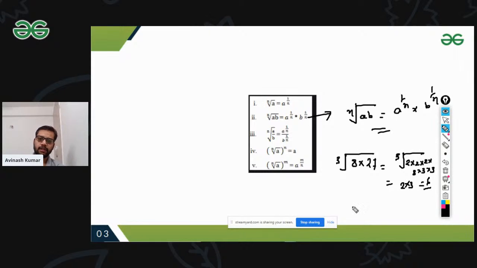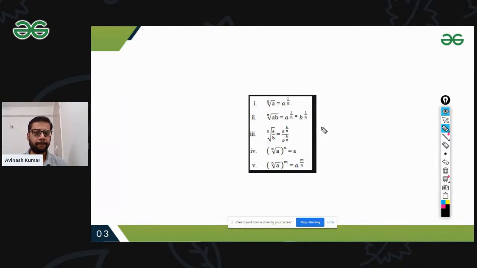This will be 6. If I'm going with that formula, this will be 8 to the power 1 upon 3 into 27 to the power 1 upon 3. The cube root of 8 will give you 2, and the cube root of 27 will give you 3. The answer will again be the same, 6. So choose any formula, either this or that. Either you're going with the layman method or any other method, the answer will always be the same.